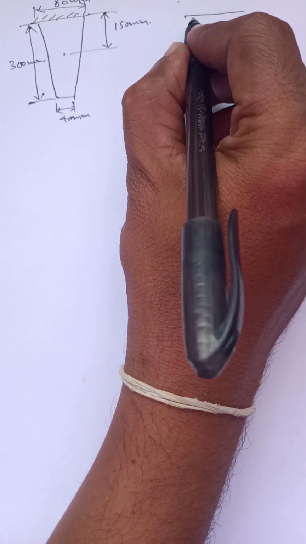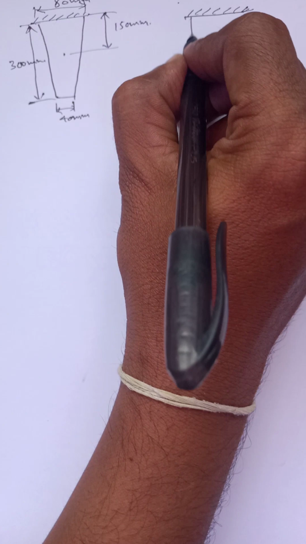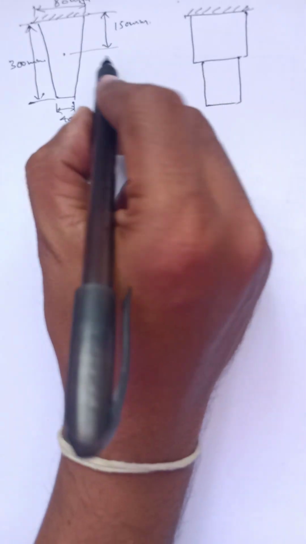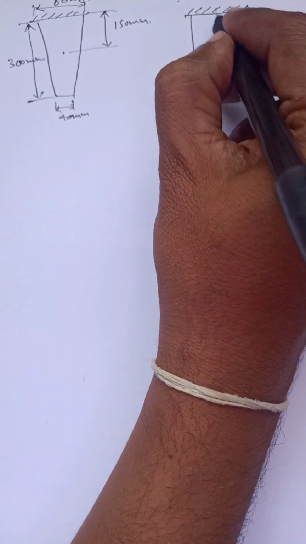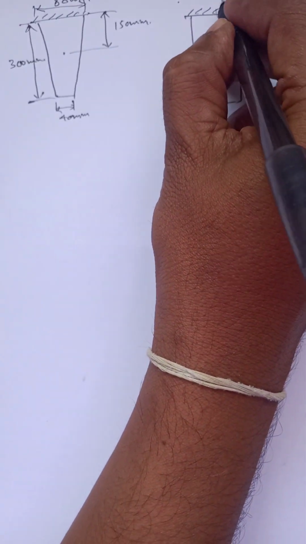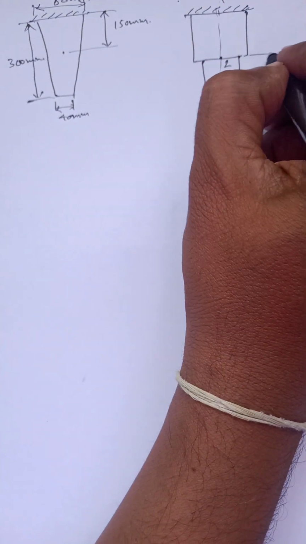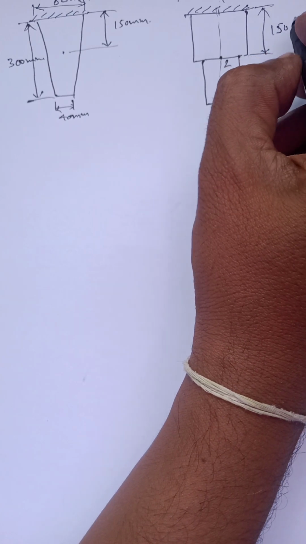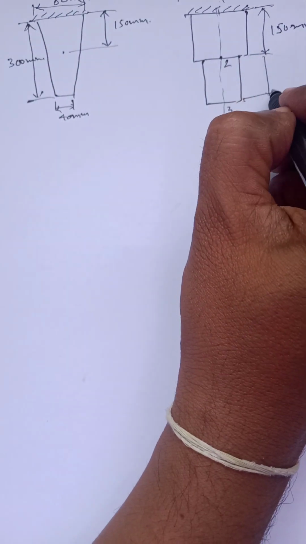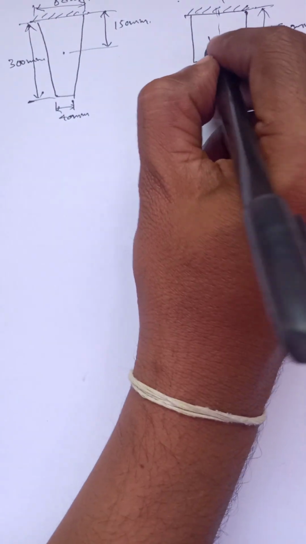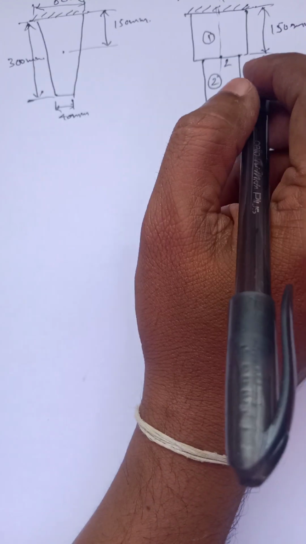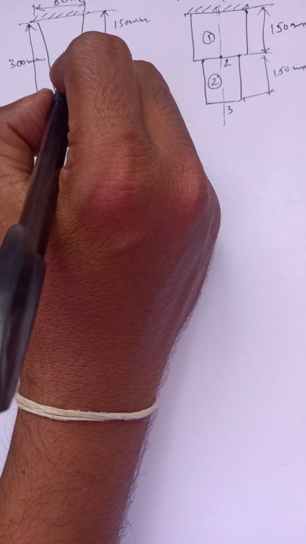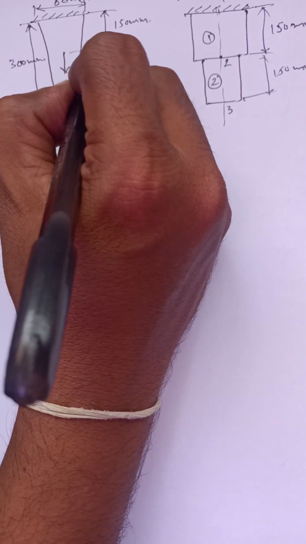Now, this taper bar I am going to divide into two elements. Exactly at the center, I am going to consider node 1, node 2, node 3. The total distance given is 300 mm, equally divided into 150 mm and 150 mm. This is the first element, this is the second element. The mid node carries the load, given as 10 kilonewton.